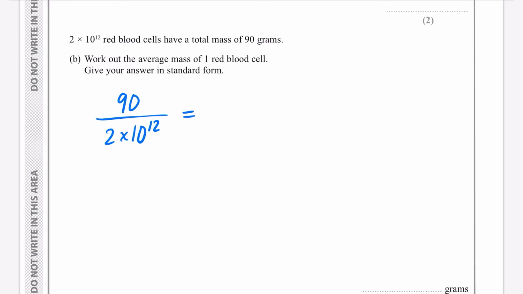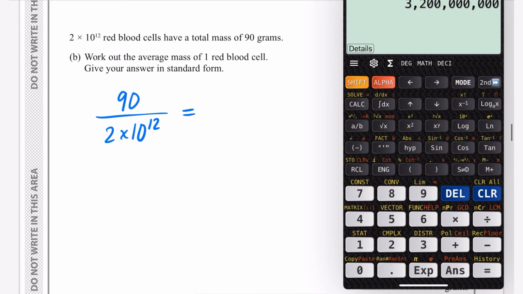And it's going to want us to give our answer in standard form. So what you can do here is you can just do 90 divided by 2, and then you can press this button at the bottom. Mine comes up with an E, but your calculator might do times 10 to there. And you can do that division, and it comes up with 45 times 10 to the power of minus 12.